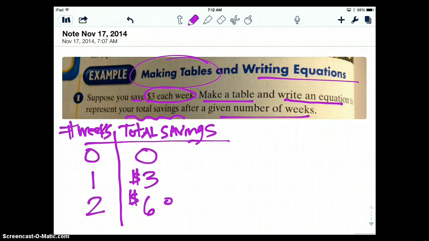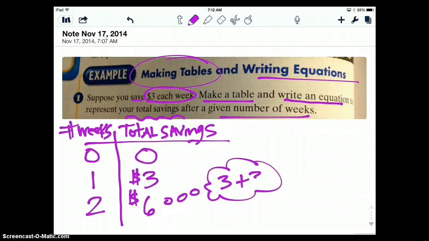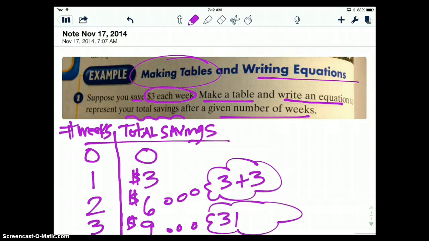if you think about it, this is you thinking about it, you have 3 from the first week and then another 3, right? Third week, we're going to have saved $9 because we'll, thinking about it, have saved 3 from the first, 3 from the second, and 3 from the third. So now I've made a table. I could keep going and going, but at this point I see an equation that represents this situation.